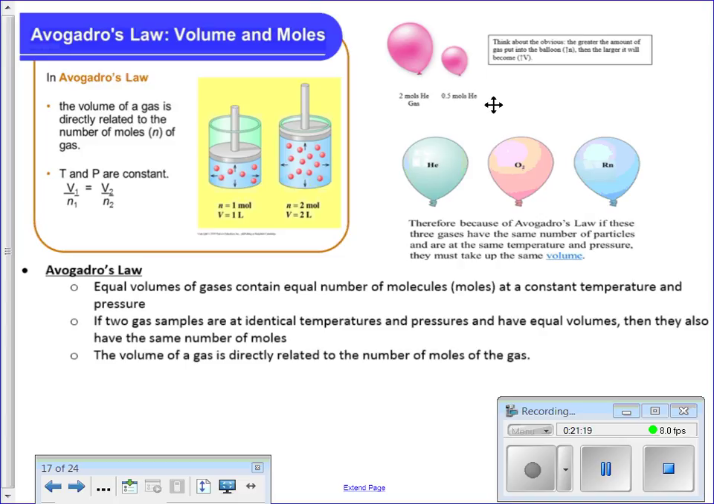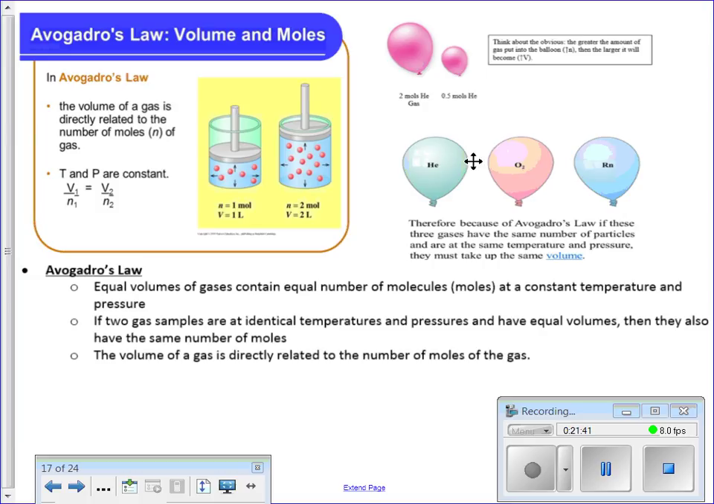If you look at this example over here, if you have half a mole of gas, the balloon is very small. If you quadruple the moles of gas from half a mole to 2 moles, the balloon grows to 4 times the original size. The number of moles is directly related to the volume.